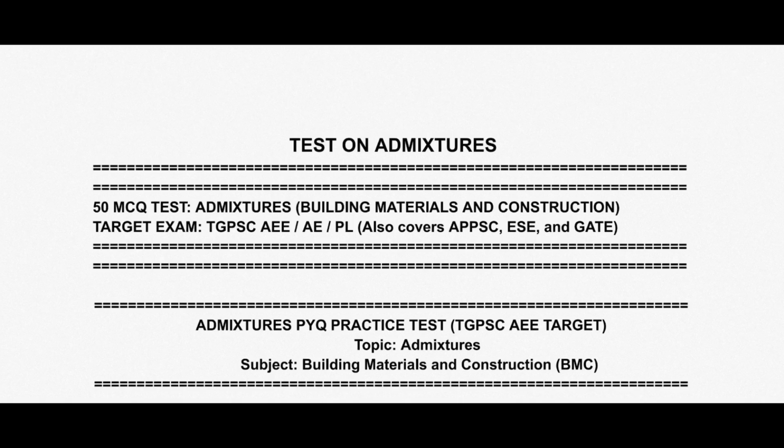So this is the sixth topic from building materials and construction, that is admixtures. We have 50 MCQs from this topic. Our target exam is TGPSC AEE. In these 50 MCQs, we have covered all the previous year questions from TGPSC AEE, AE, PL and APPSC Civil Engineering examinations and ESC prelims questions and GATE 1 mark questions.